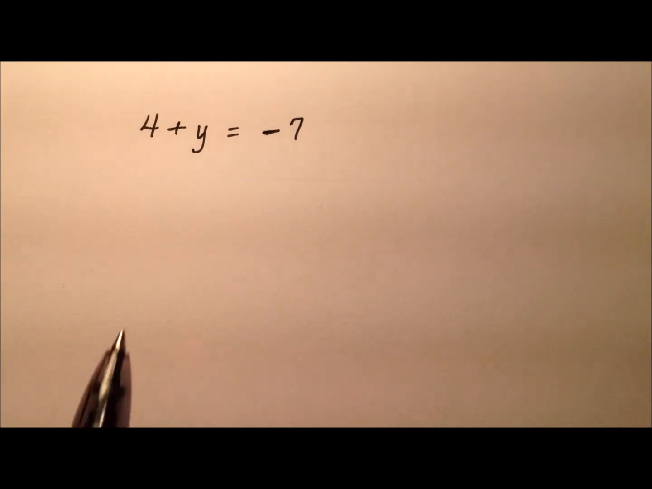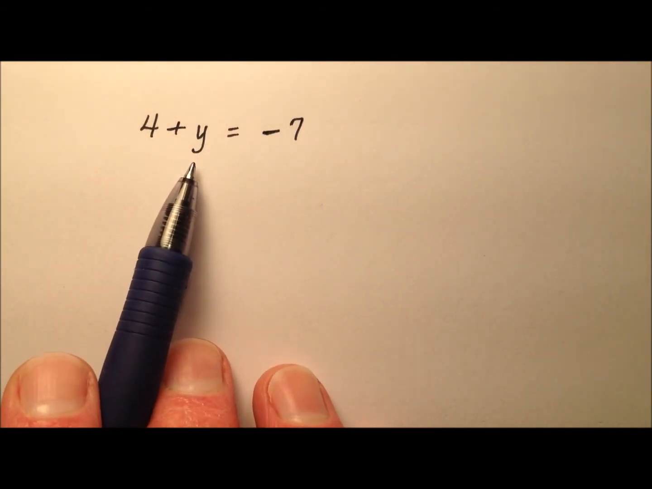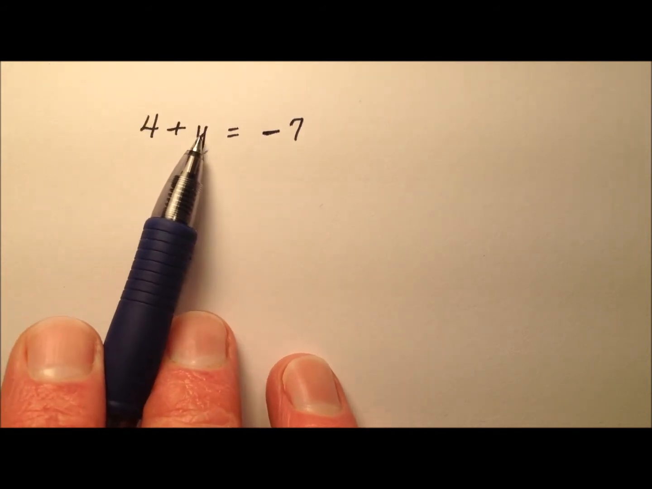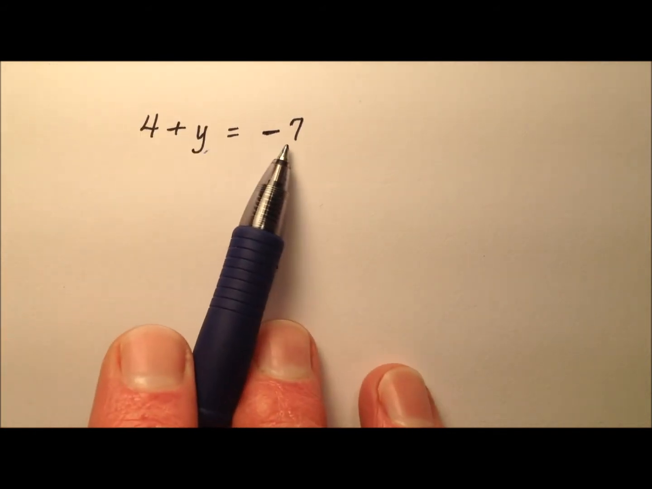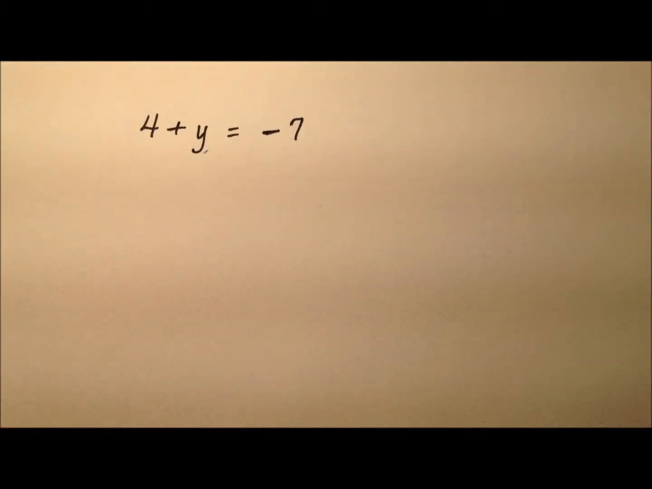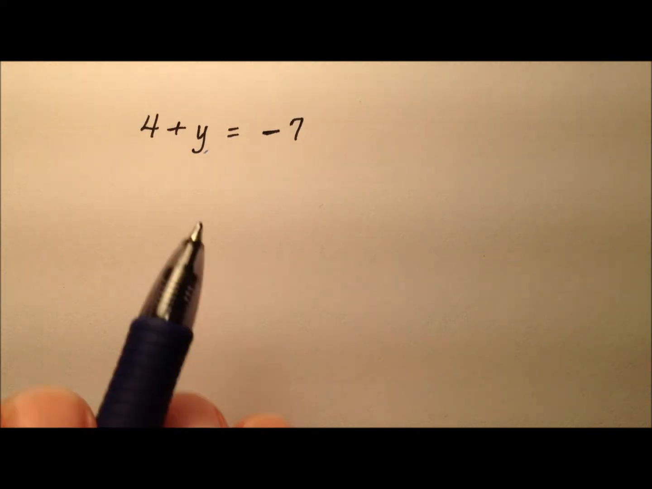In this second example, it looks like the variable for which we're solving is y. And over here on the left side, I have 4 plus y. And when I do this addition, I get negative 7. So what will this value for y be? Well, let's go ahead and work our properties of equality and isolate this y.